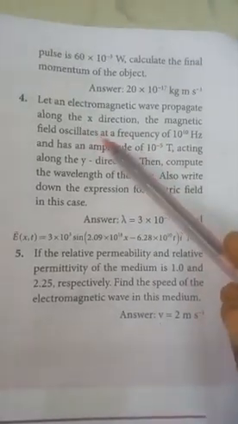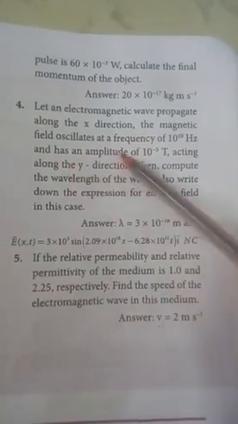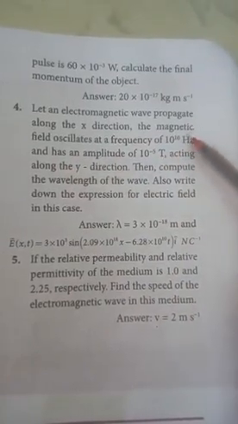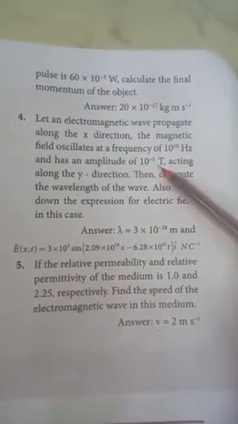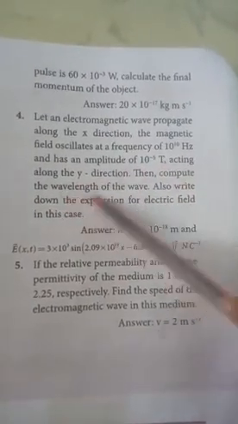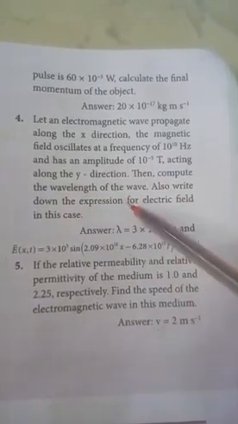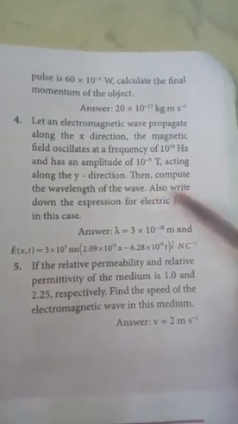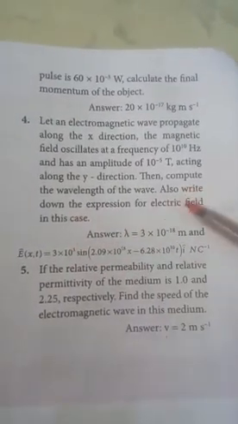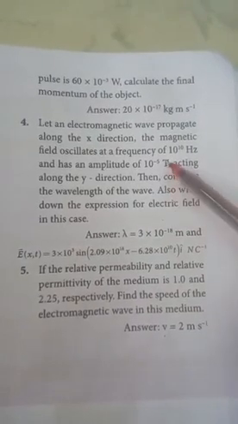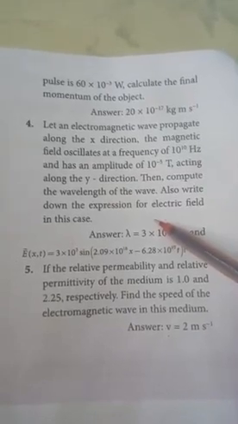Then the fourth problem: let an electromagnetic wave propagate along the x direction. The magnetic field oscillates at a frequency of 10 to the power 10 Hertz and has an amplitude of 10 to the power minus 5 Tesla, acting along the y direction, that is perpendicular to each other. Then compute the wavelength of the wave, the lambda value, and also write down the expression for the electric field in this case. So let's see the solution now. Here we have to find out the lambda value and also the expression for the electric field.